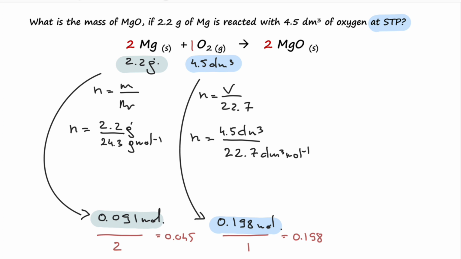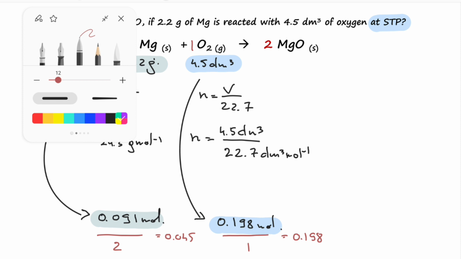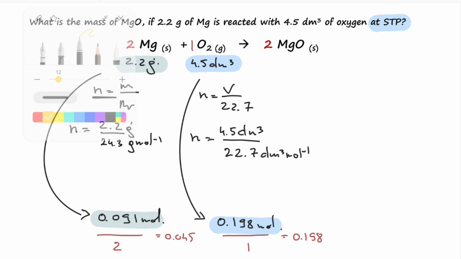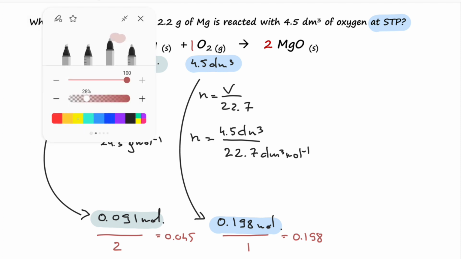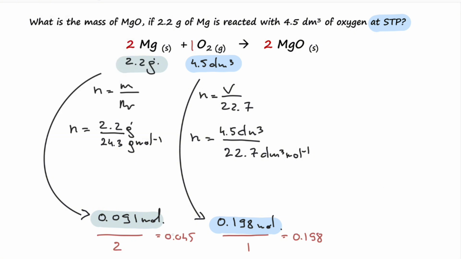So which one will be bigger? You will expect that this value will be smaller and this value will be bigger. We will use smaller value as a limiting reagent. Yeah? So you can write here limiting, and the second one will be excess. Let's erase our calculations because we got the result.